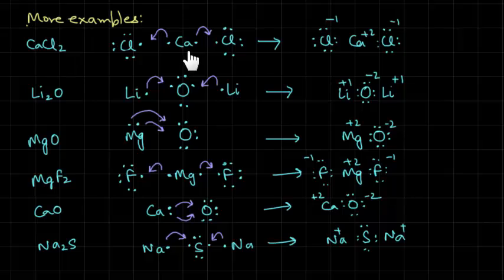So in this case, calcium is losing 2 electrons, so electrovalency of calcium is 2, of chlorine 1, of oxygen 2, of magnesium 2, of oxygen again 2, of fluorine 1, of magnesium 2, of calcium 2, oxygen 2, sodium 1, sulfur 2. So it is the number of electrons it is either gaining or losing. Each of these atoms, you can see, has an electrovalency of either 1 or 2. There are examples of electrovalency of 3 also that we'll see now.